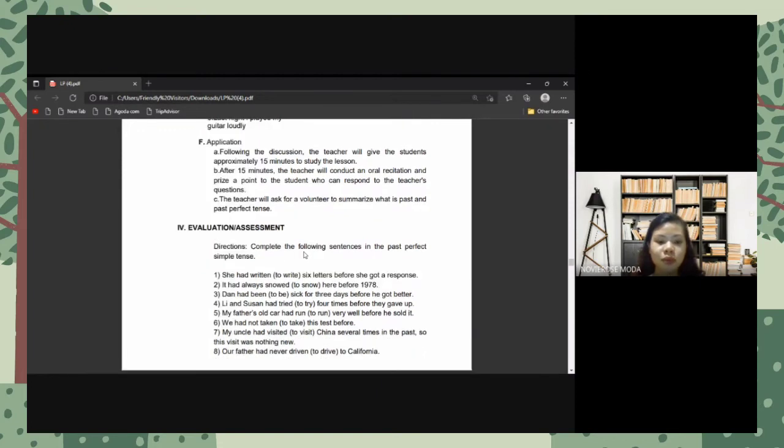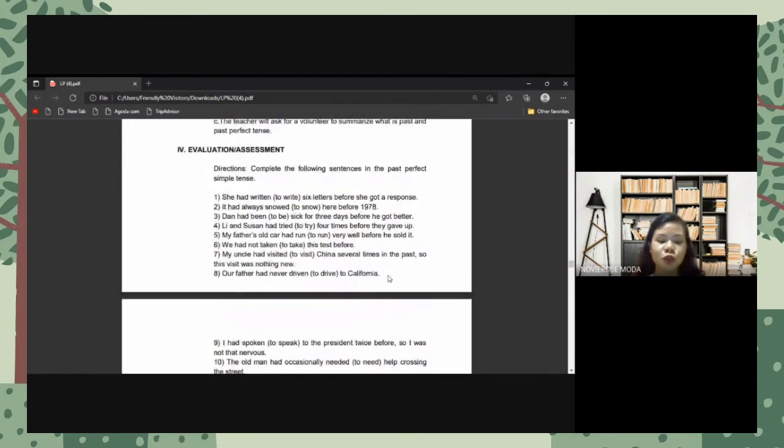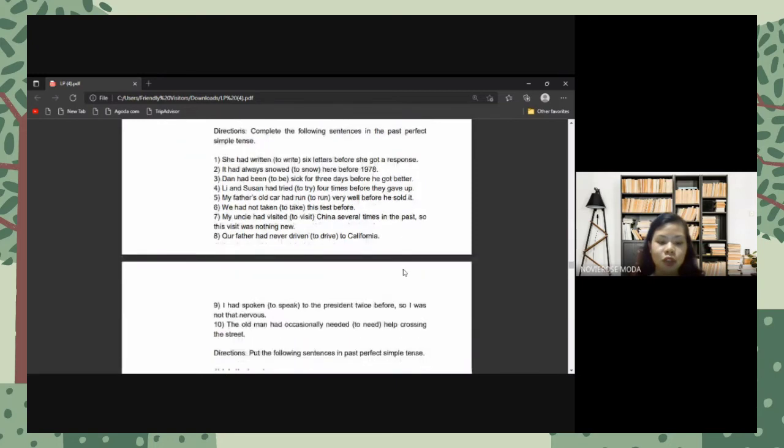So, to measure the learnings of the students, we have the evaluation and the assessments. The direction is to complete the following sentences in the past perfect tense and the simple tense. So we have here the 10-item evaluation. So this is the evaluation.